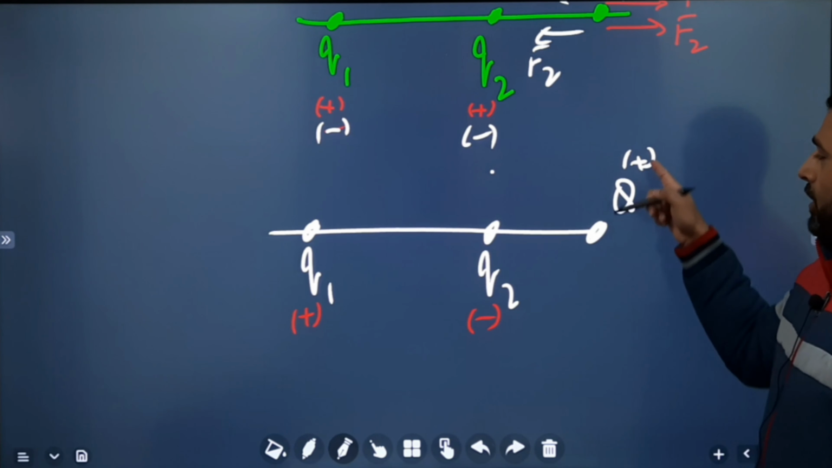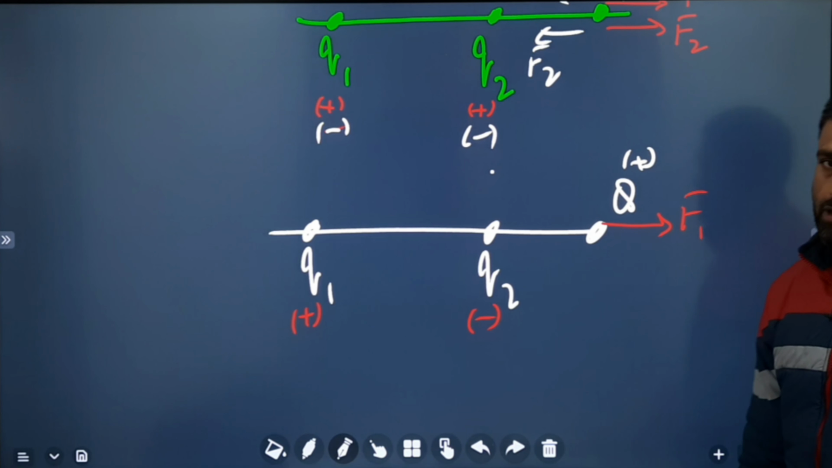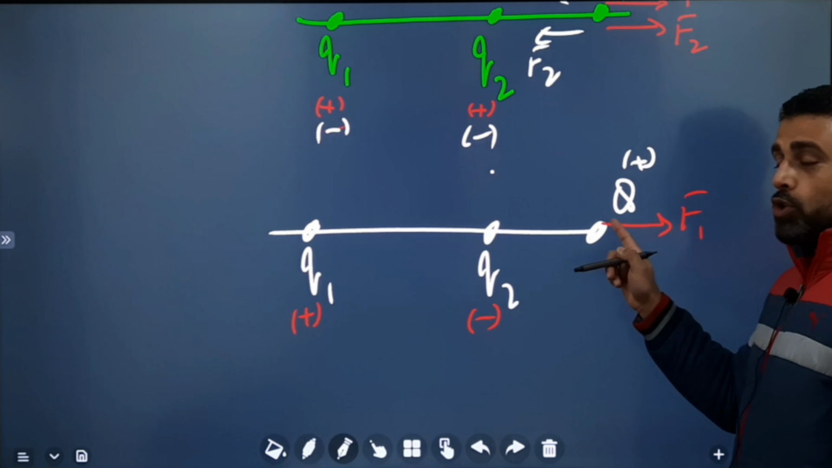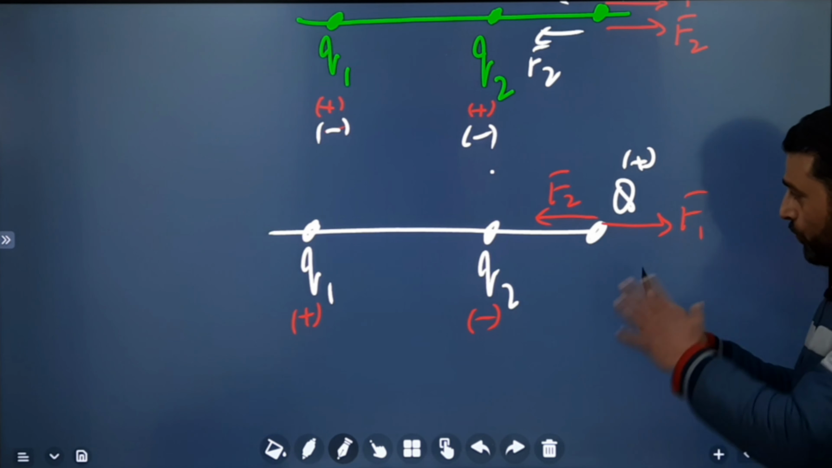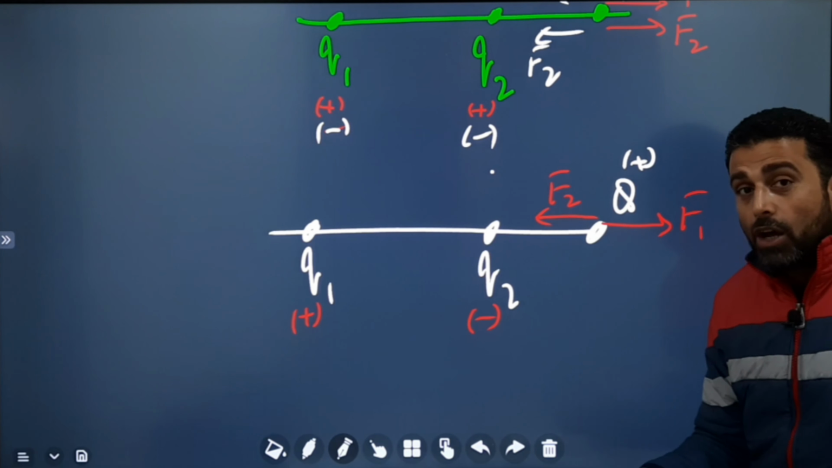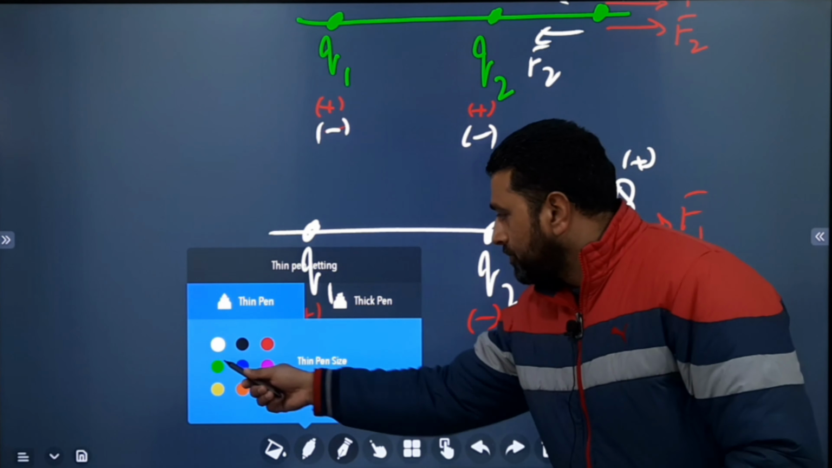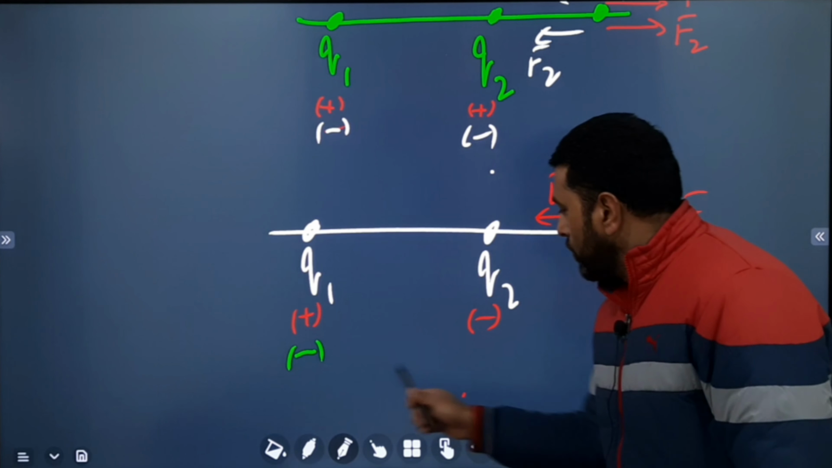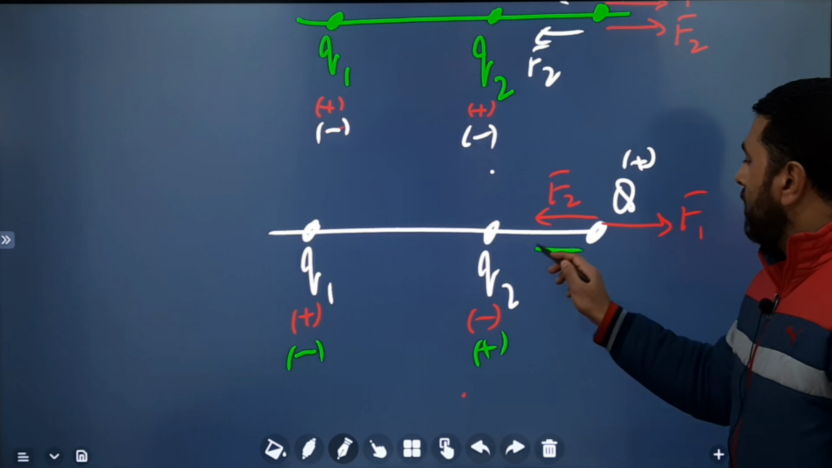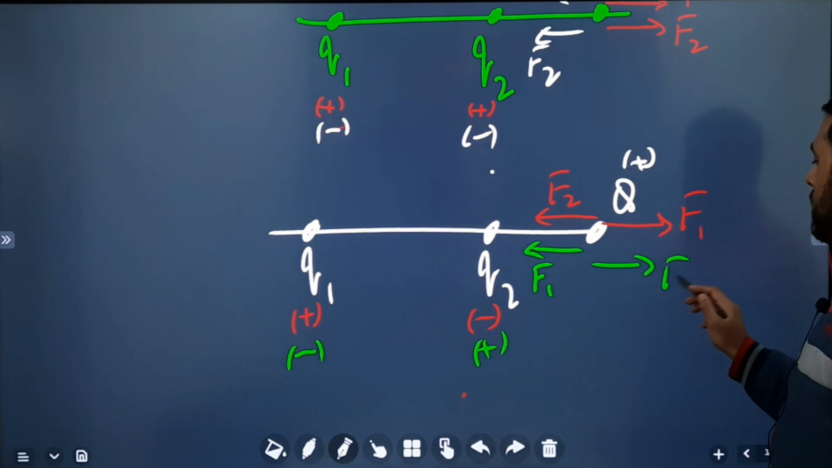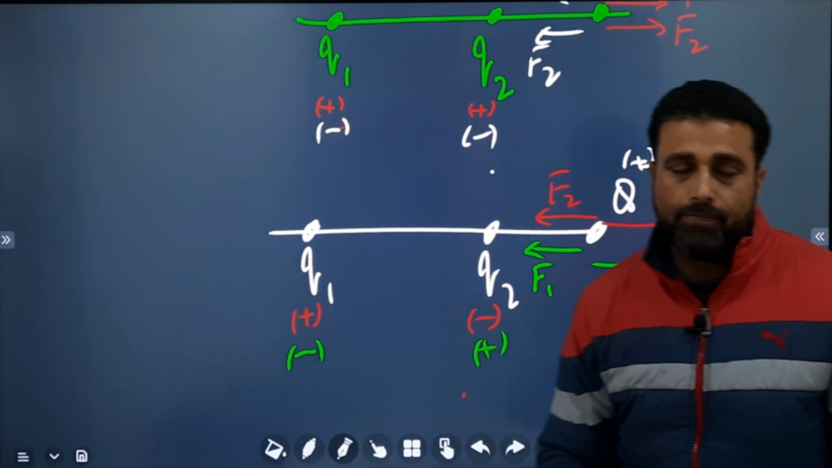Q1 is positive, capital Q is positive, so Q1 will repel capital Q. So F1 is this way. Q2 is negative, capital Q is positive, so it will attract it. So F2 is this way. You can see the two forces are in opposite directions, so they can cancel out if their magnitudes are the same. If this one is negative and this one is positive, the two forces will swap. So F1 will be this way and F2 will be this way. Again they are in opposite directions, so they can cancel out if their magnitudes are the same.